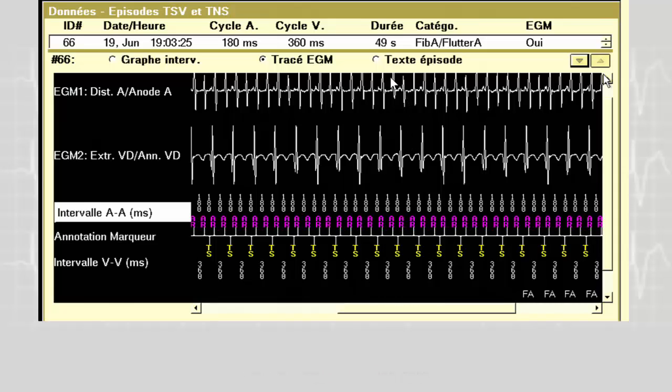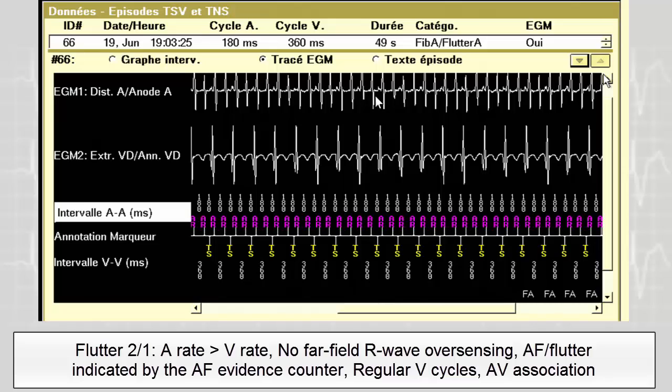The first question is, are the atrial signals real? So clearly here there is no far-field R-wave oversensing at the level of the atrial channel, since there's no alternance between short and long atrial cycles. The atrial cycles are very stable at 180 milliseconds.